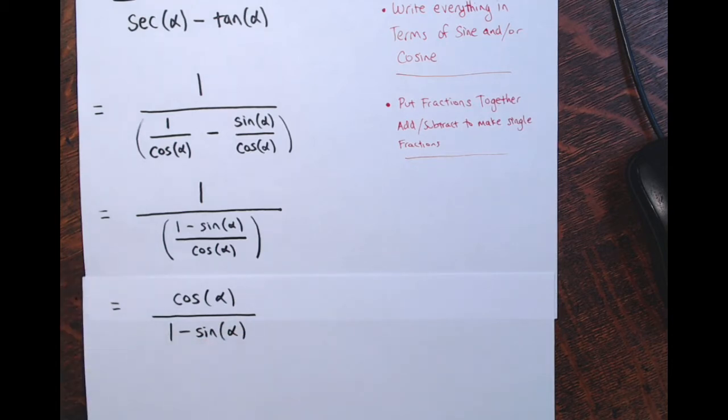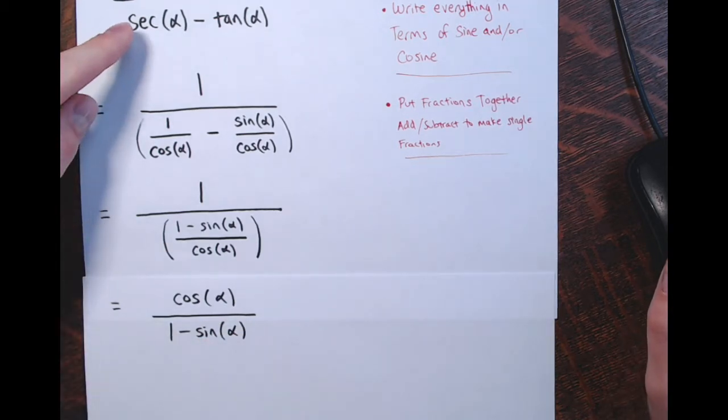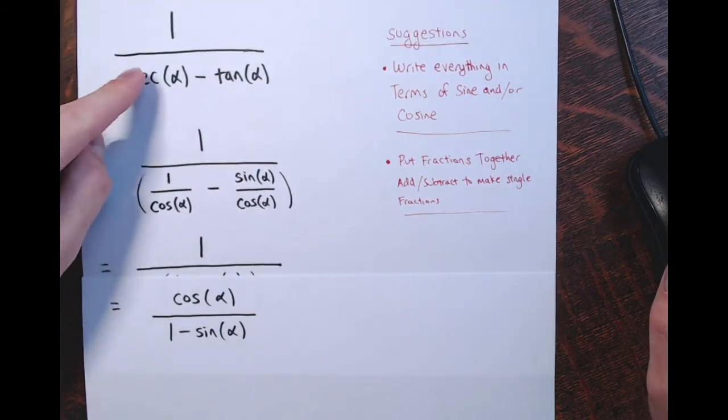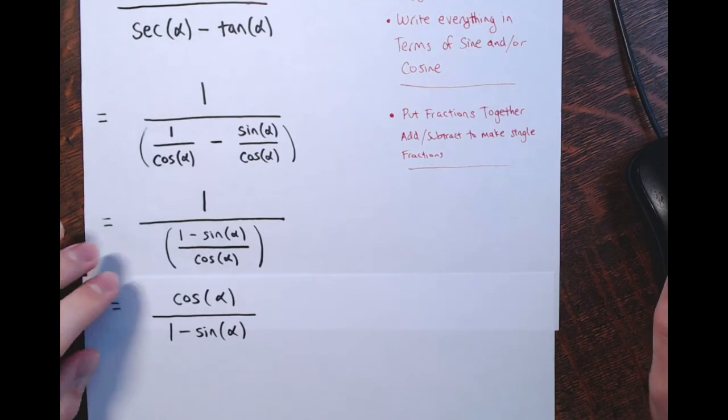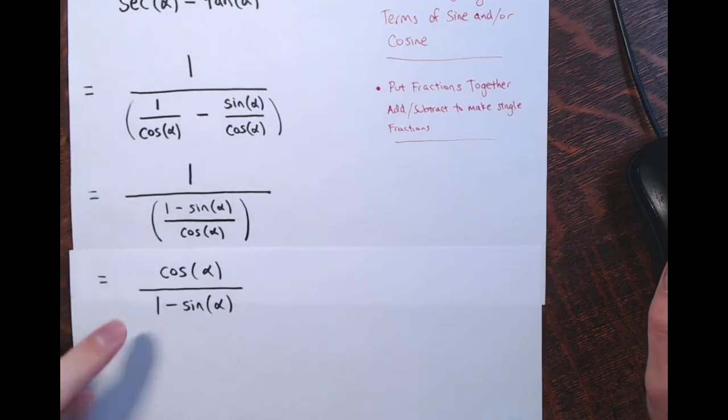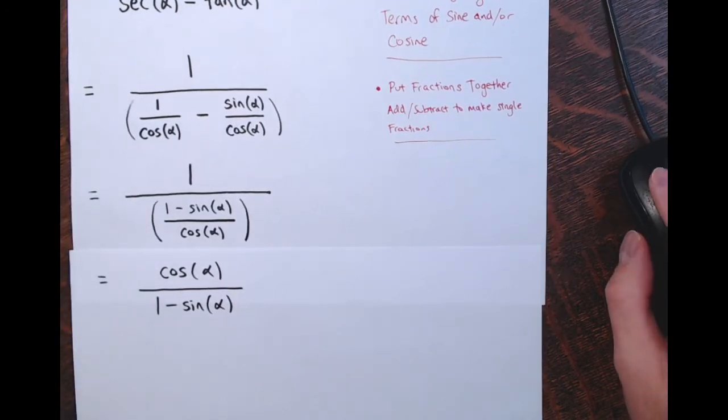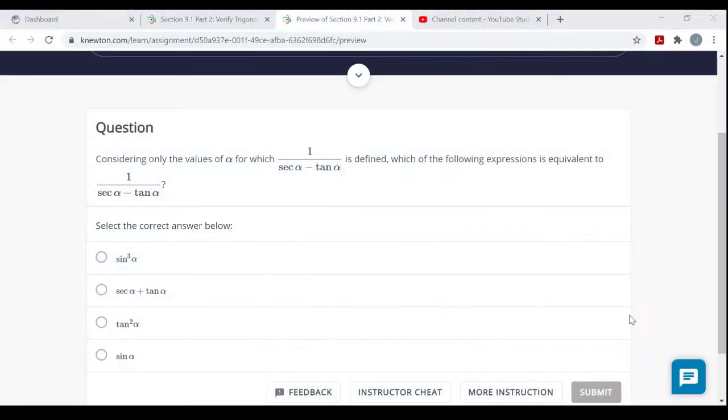Okay. All right, so I've rewritten the expression I started with. Now it's a single fraction where everything's in terms of sine and cosine. Now this particular expression is not one of my choices. Not yet, anyway. All right, so I'm going to keep going.